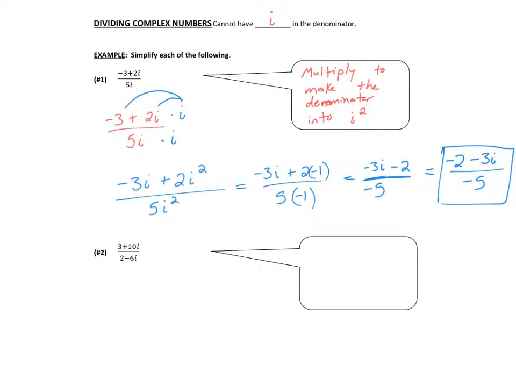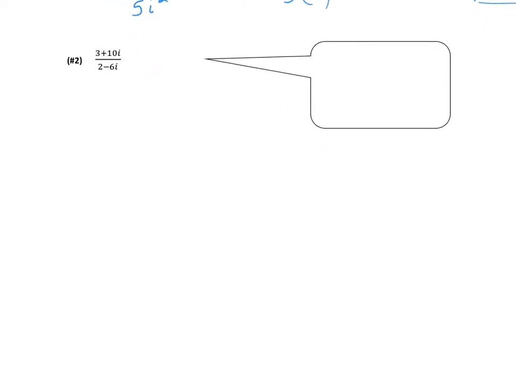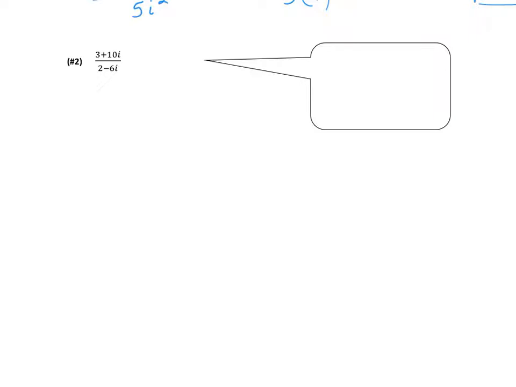Okay, and our last part. The last part here is, since we have two terms in the bottom, like 2 minus 6i, we now have to multiply by the conjugate. So that's why we had to talk about what the conjugate was, because we're going to multiply by the conjugate to cancel out the i.